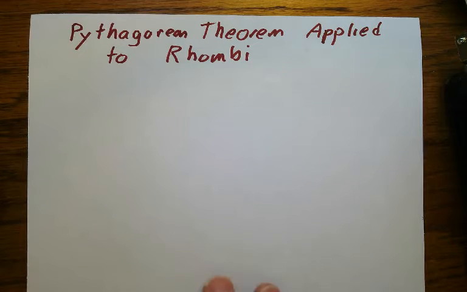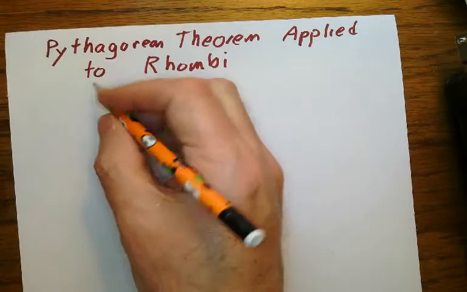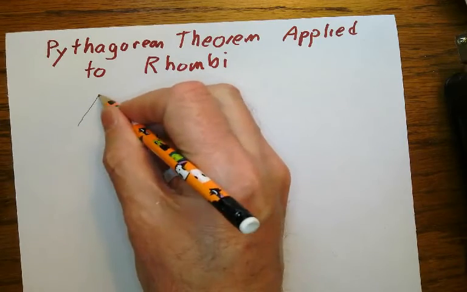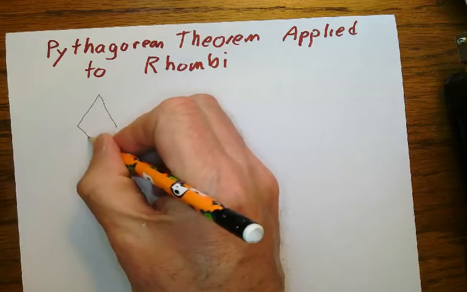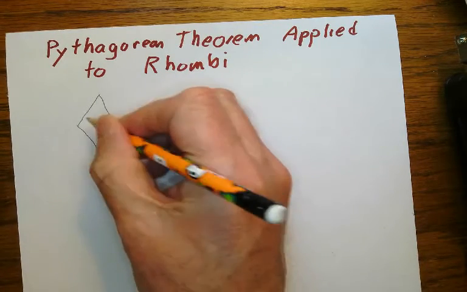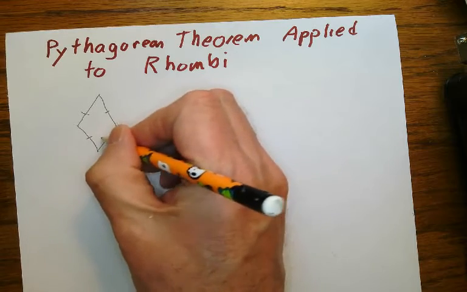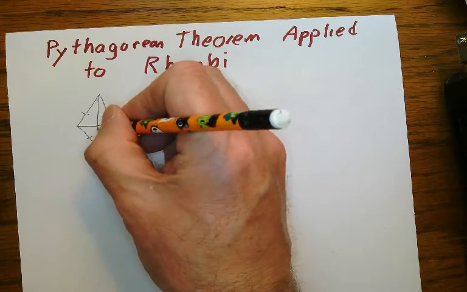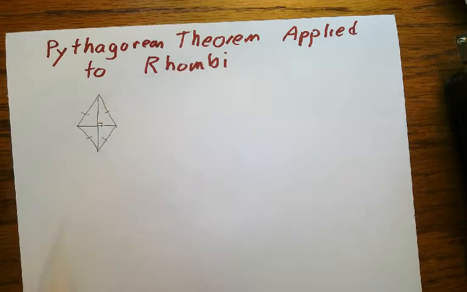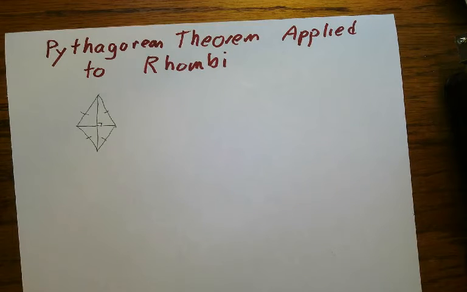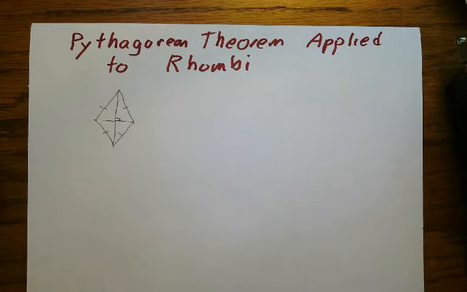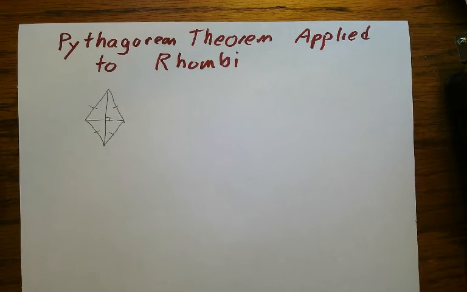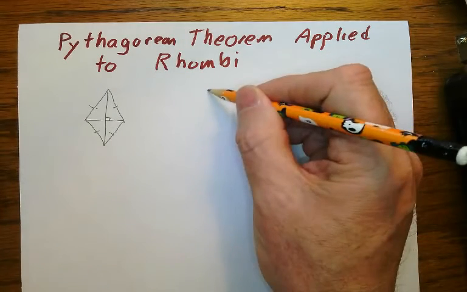Well, what you may be forgetting is that in a rhombus, it has all four sides congruent, so it's like a square, but the diagonals are perpendicular. So you end up getting right angles. You end up getting four congruent right angles in a rhombus.